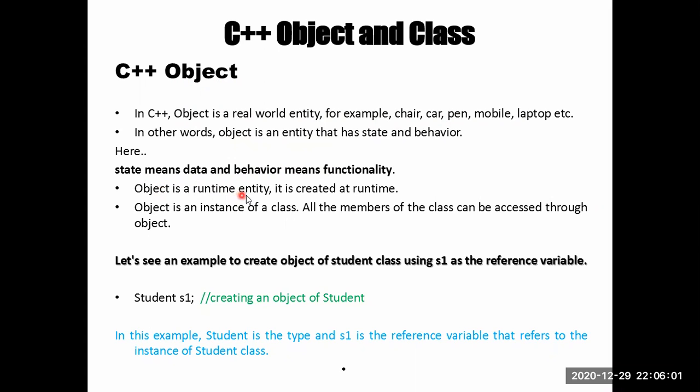An object is a runtime entity. It is created at runtime. So at runtime the object will be created. An object is an instance of a class. Basically we will call it like this also: it is an instance of a class. All the members of a class can be accessed through the object. So whatever members you create, everything can be accessed through the objects.